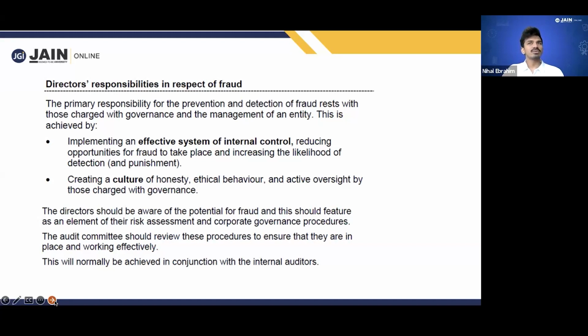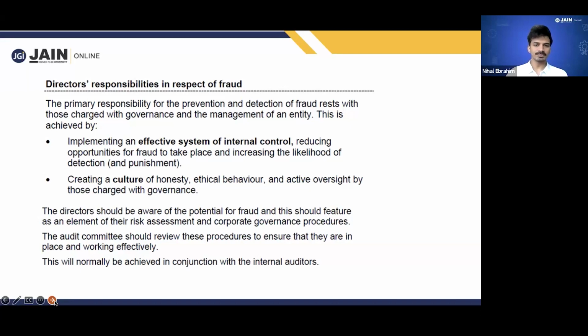And internal controls exist in all areas of the business, right? So if the internal control system is effective, then the chances or the opportunities for fraud occurring in the company will be very low. Okay, so that's the first method using which they control fraud inside the company. The second one is to create a culture of honesty. The first one is the direct method, right? You implement internal controls to make sure that fraud doesn't happen.